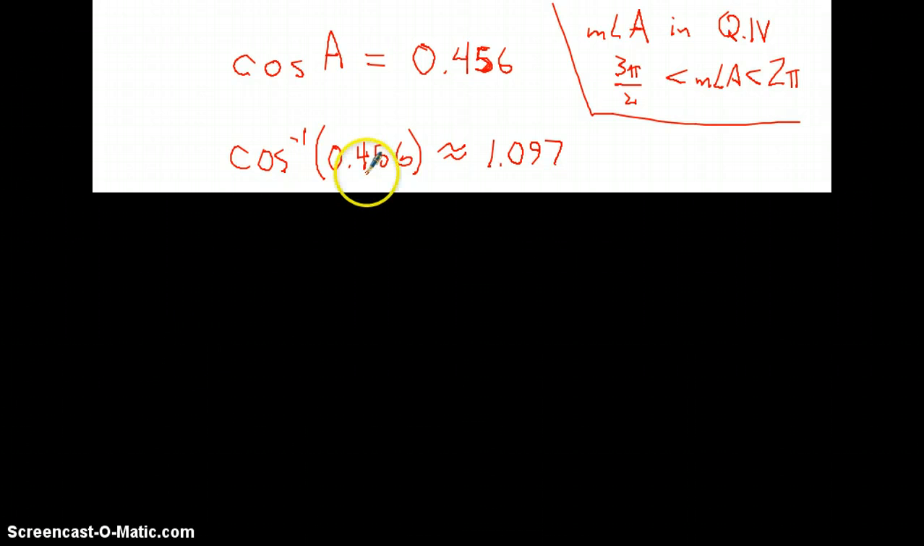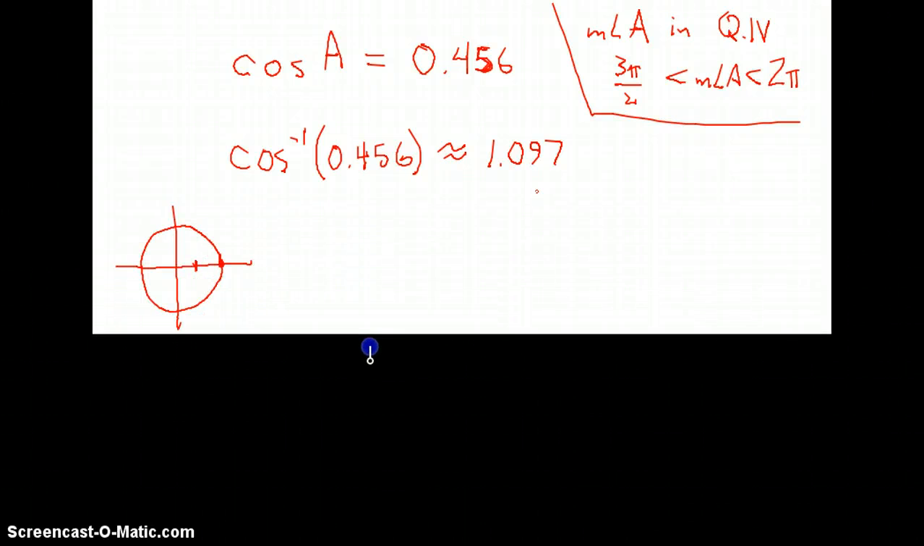So the inverse cosine of 0.456, see, now I'm all flustered. The inverse cosine of 0.456 is 1.097 radians. So in the unit circle, see, now I think I'm fine now. I think all the mistakes are behind me.